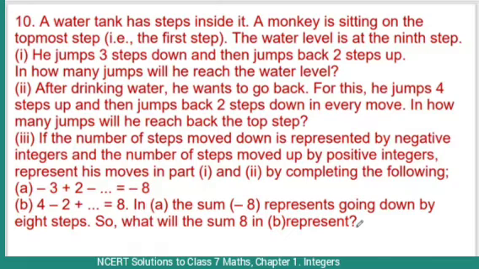Second one. After drinking water, he wants to go back. For this, he jumps 4 steps up and then jumps back 2 steps down in every move. In how many jumps will he reach back to the top step? Third one, if the number of steps moved down is represented by negative integer and the number of steps moved up by positive integers, represent his moves in part 1 and 2 by completing the following.